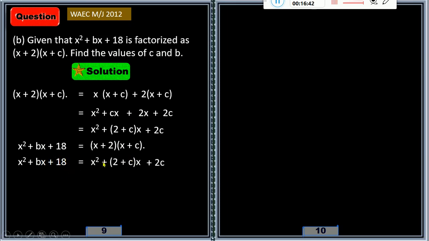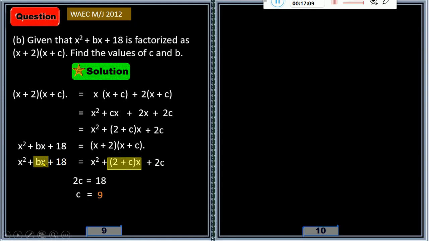So if they are equal, then we are going to equate the term in x squared, the term in x, and the constant term. So now let's pick the constant term first. Then we have that these two terms are equal, and since they are equal, we are going to equate them. So equating them, we have 2c is equal to 18. So on simplification, c is equal to 9.